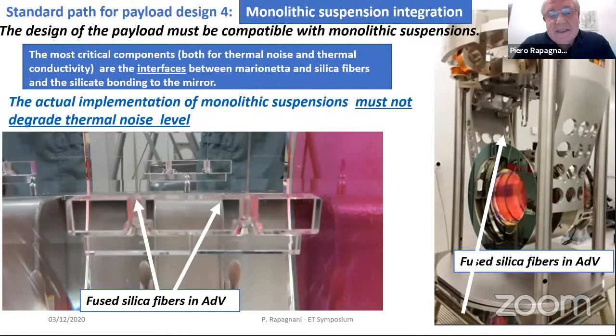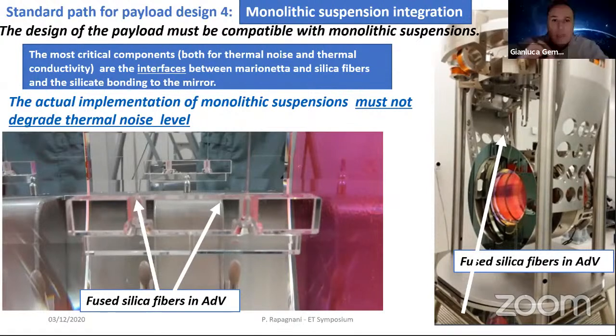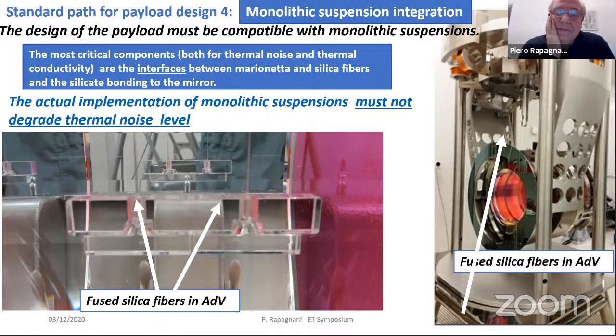And the first step of the design is to make it compatible with the monolithic suspensions. For instance, this is the monolithic suspensions in Advanced Virgo. This is a very critical part because the thermal noise is affected by that. And the thermal noise, as I said, is the main point that must be preserved.